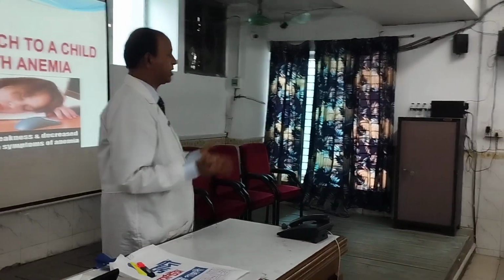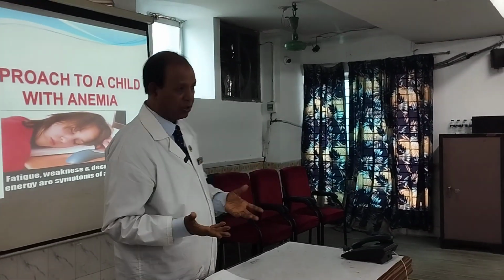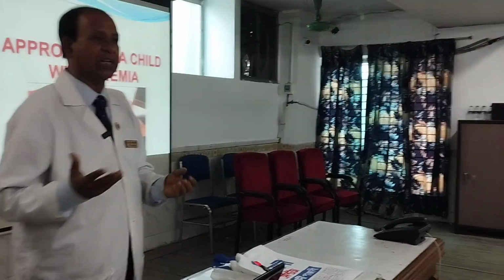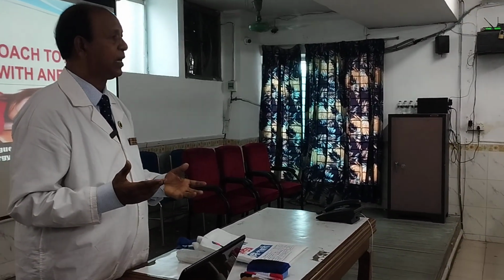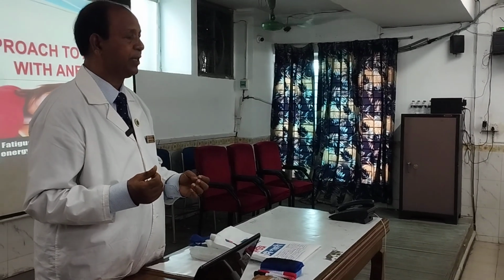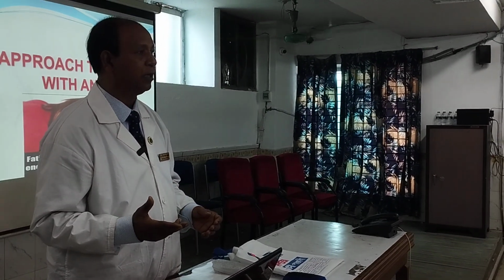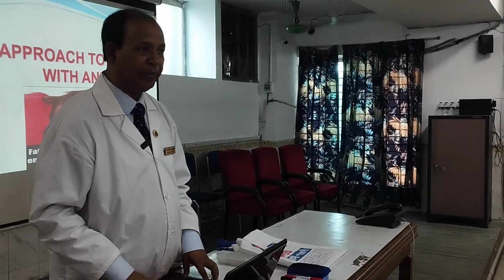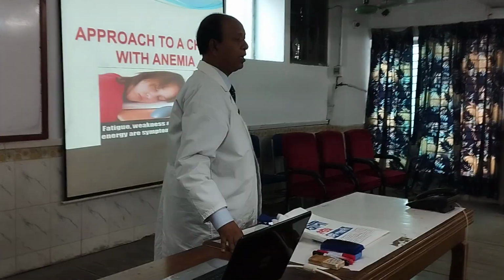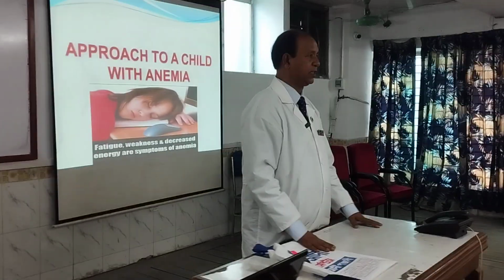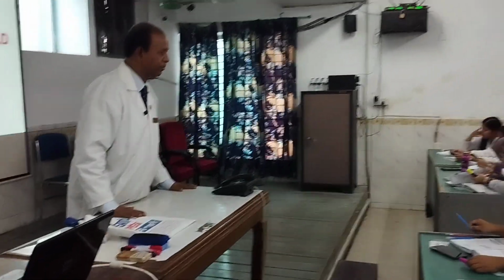Now how is it classified? How is anemia classified? Anemia is classified by different methods. Number one, morphological classification, on the basis of MCV, MCH, MCHC. It is three types: microcytic hypochromic anemia, normocytic normochromic anemia, then macrocytic anemia. Remember this. Then another one is etiological classification.